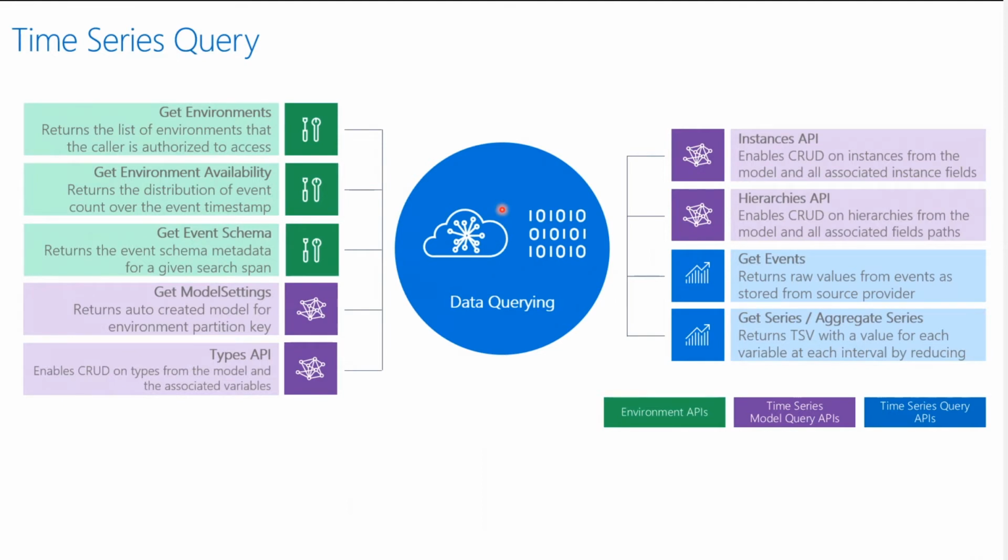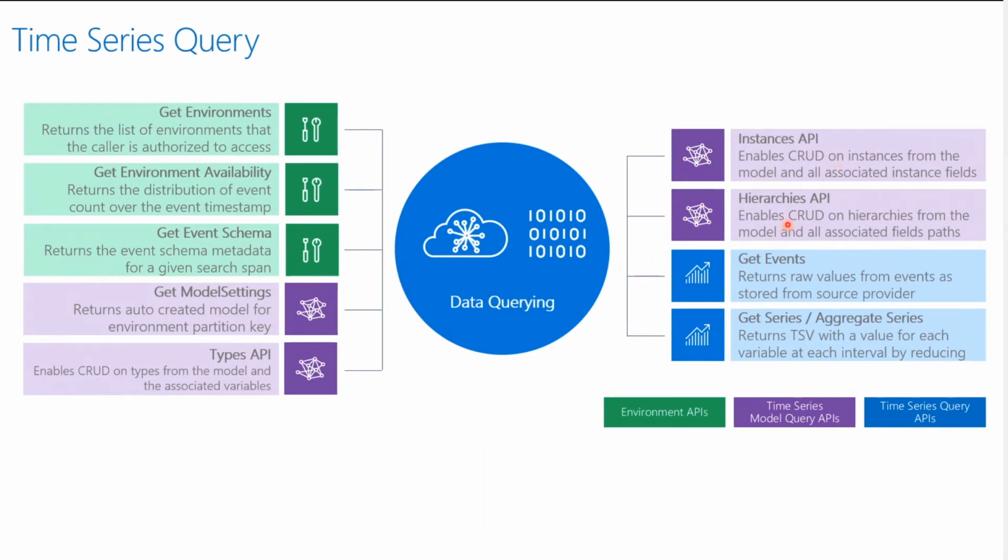Then you have time series model APIs. So time series model APIs enable CRUD on the model itself. So customers can use these APIs and directly update the model without coming to our UX. Where they can say, hey, how can I go and update the types or the variables that are stored within the types? How can I update metadata related to the instances? That way I can provide more context to the instances.